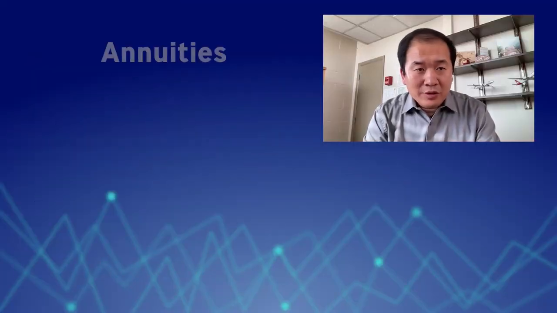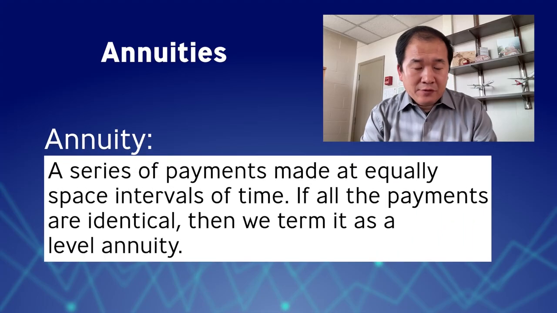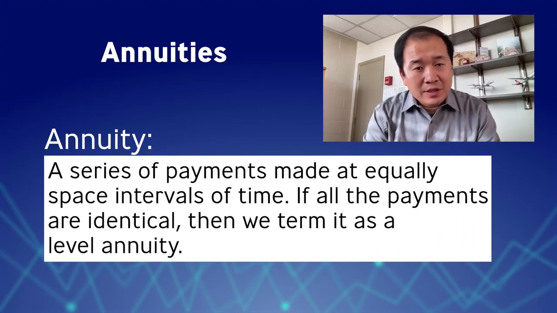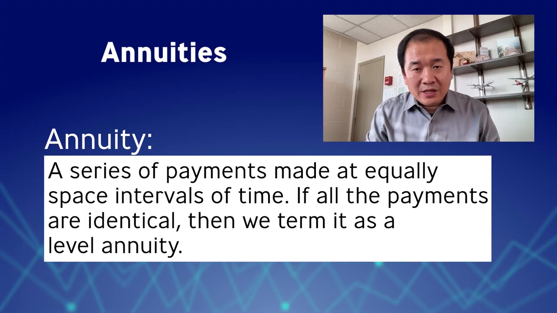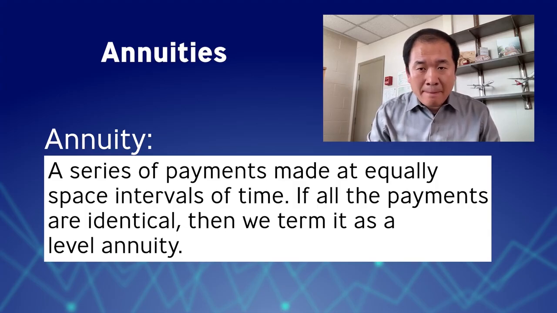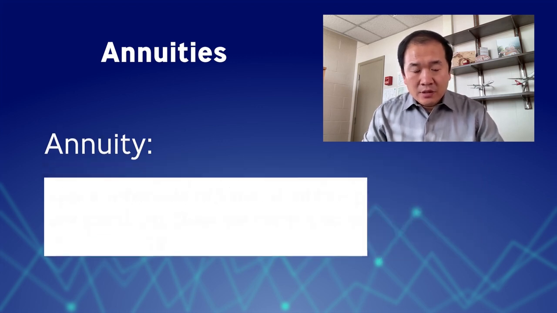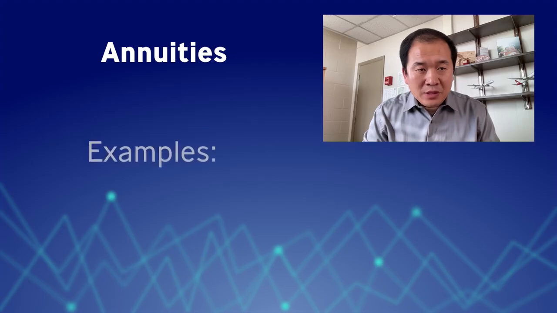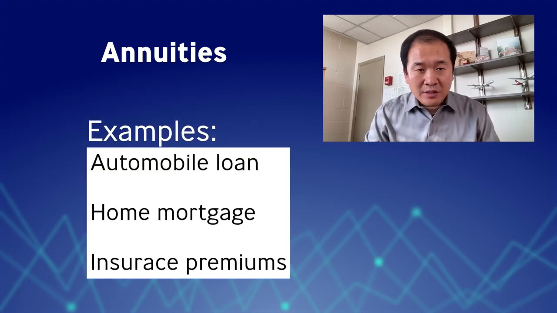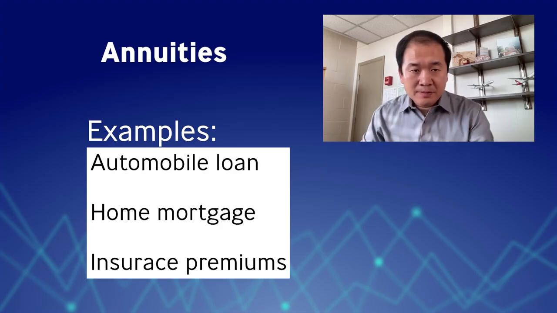In this session, we'll look at annuities. First of all, the definition of the annuity. It is a series of payments made at equally spaced intervals of time. And if all the payments are identical, then we term it a level annuity. There are actually a lot of examples in our daily life of annuities. If you take a car loan or have a home mortgage, those are all examples of annuities.